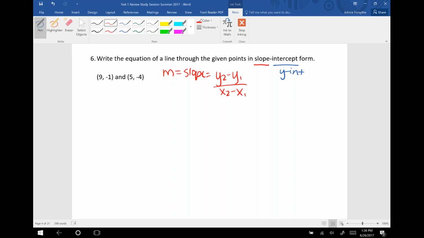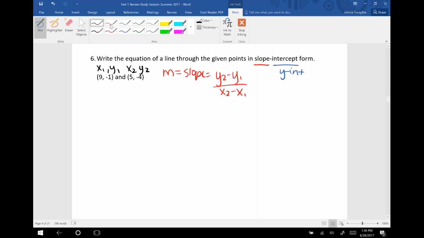The most important thing is that you plug in your numbers in the same order. So for the sake of being consistent, I'm going to label my points. The first one is point 1, x1, y1, and this will be x2, y2. But if you were to label them the other way, completely okay. But since we labeled them, we're going to use them how I labeled.